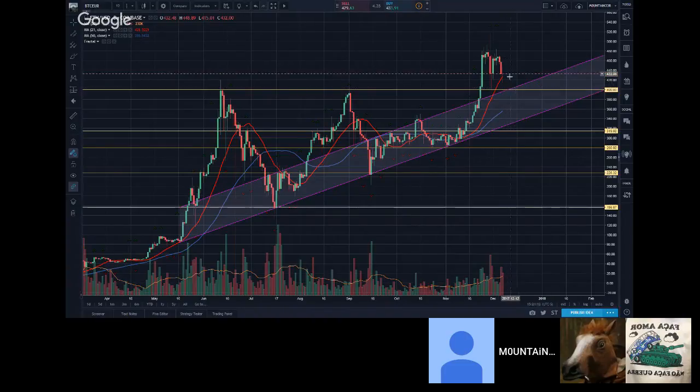Does it bounce back up? Does it slide in sideways? Does it break down violently? Knowing crypto, it's going to break down violently, but who knows, right?